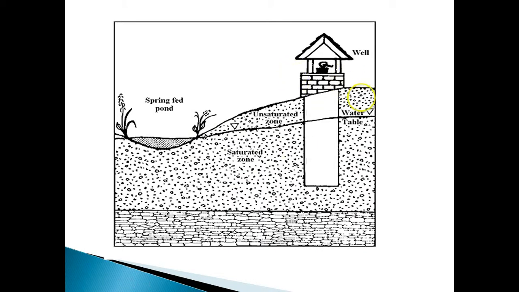This well has been dug down into the saturated zone, and you pump the water up to the surface in order to use it. However, here, this pond dips down below the saturated zone or the water table, and so the water comes up naturally and forms a pond.